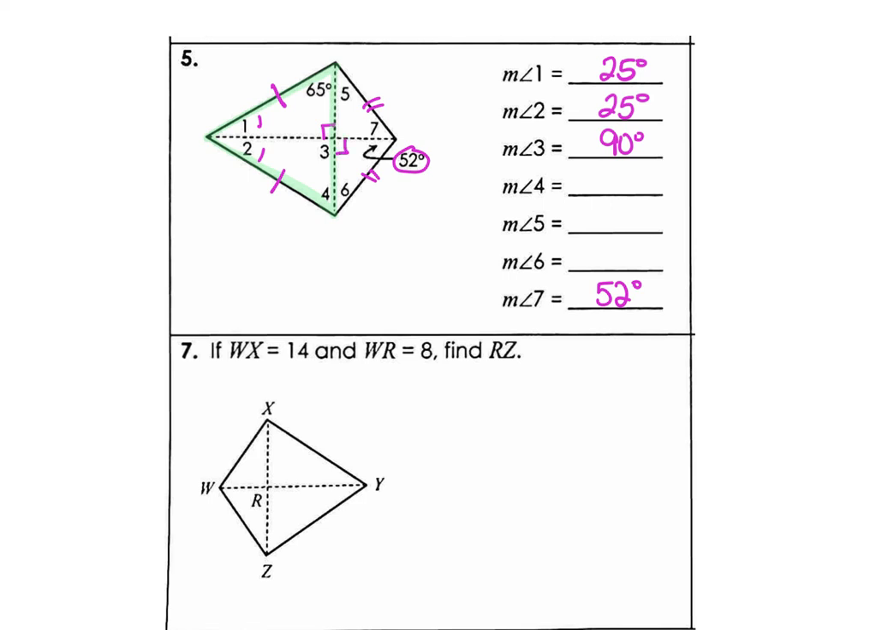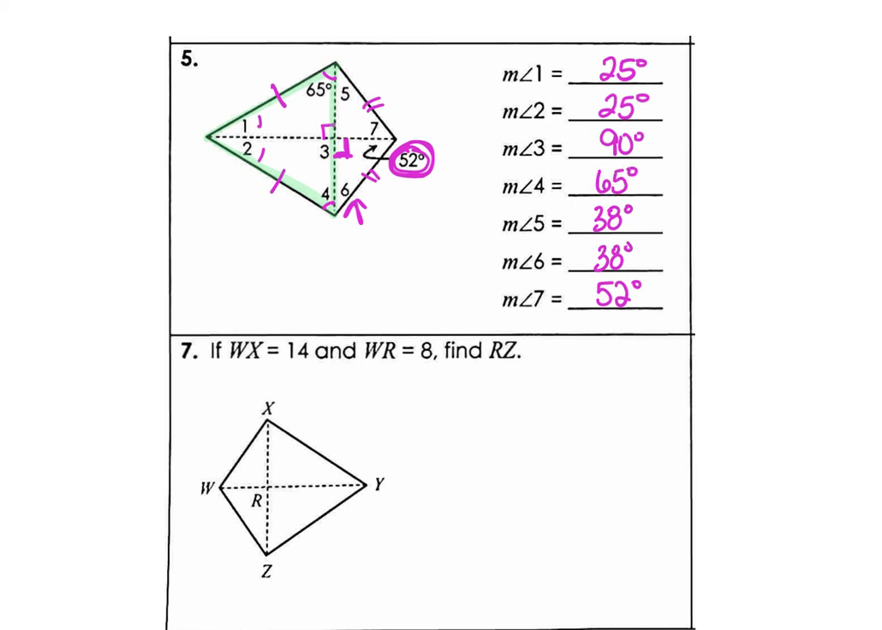And then for 5 and 6, if it's an isosceles triangle, 5 and 6 are congruent. I just have to solve for one of them. And I can do that by my 180. So I have 90 degrees here. I have 52 degrees here. I subtract from 180 to get that one. And I'm going to get 38 for 5 and for 6. Number 4 is an isosceles triangle here. So 4 should be congruent across to the 65.